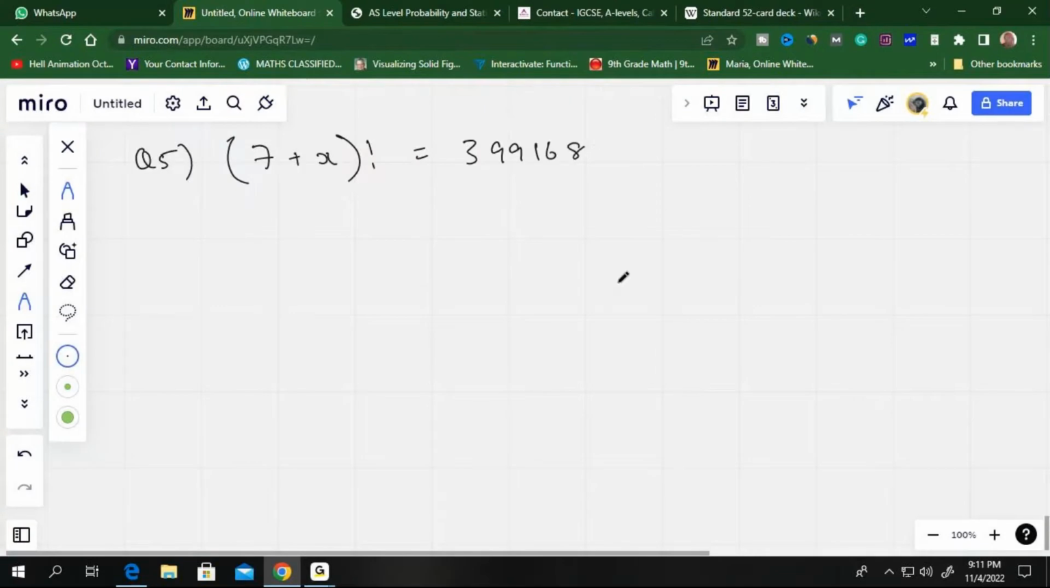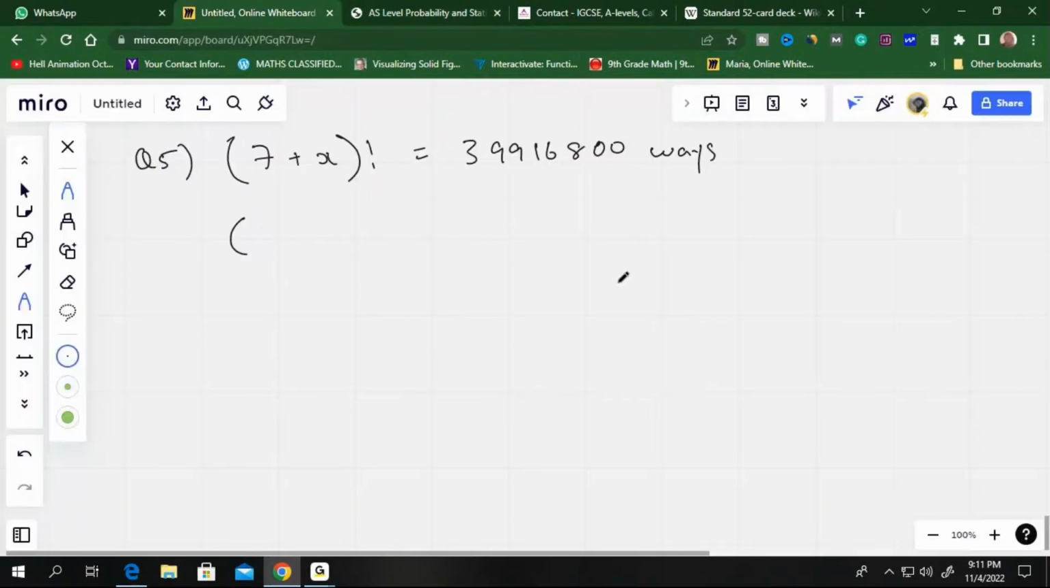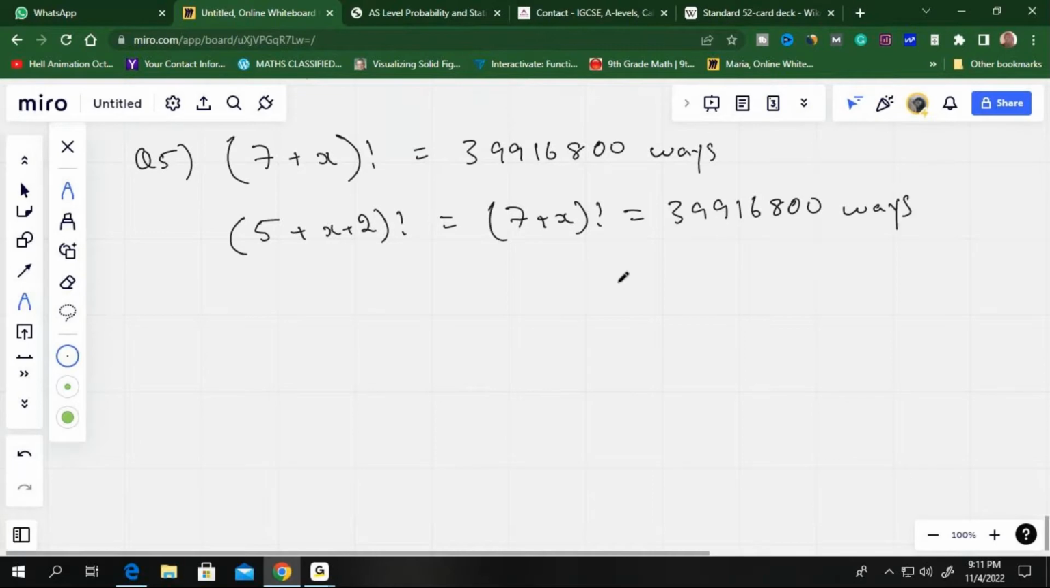399,16800. This is the number of ways they can be arranged. Okay. And then later they say that now they have 5 cars and x plus 2 vans, so 5 cars and x plus 2 vans factorial. Actually it is combinedly 7 plus x. So it is representing the same number of ways, as far as I've understood. This is going to be the answer, nothing else.